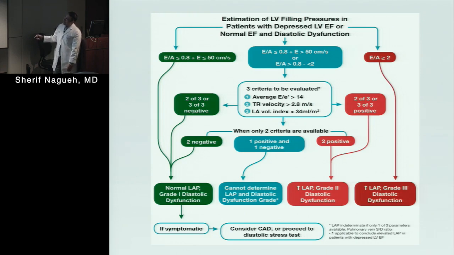So if we end up with a ratio of 2, we are done. We call it elevated LAP, and this is grade 3 diastolic dysfunction. If we are here, it's normal LAP and grade 1 diastolic dysfunction. In between, we look for the majority of these values. Where do they fall? 3 of 3 abnormal, 2 of 3 abnormal, then LAP is up. Only 1 positive or 1 negative, that's indeterminate. When only 2 criteria are available, both of them going in the same direction, that's normal LAP.